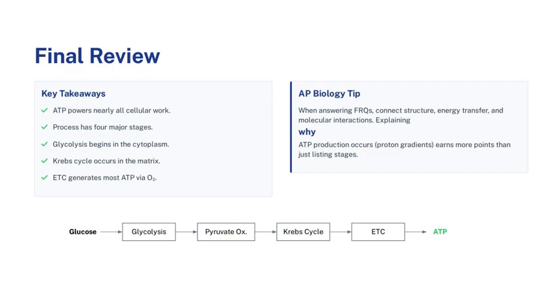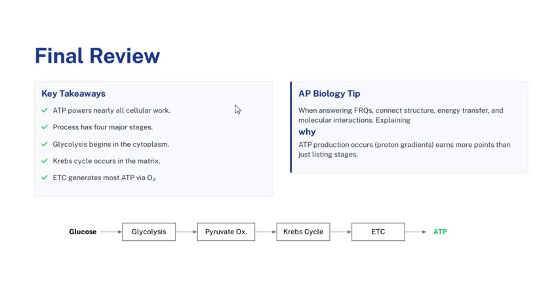Okay, so final reviews. This is just a very general overview. ATP powers nearly all cellular work. It has 4 major stages. Glycolysis starts in the cytoplasm, the Krebs cycle occurs in the mitochondrial matrix, and the ETC generates the most ATP via oxygen.